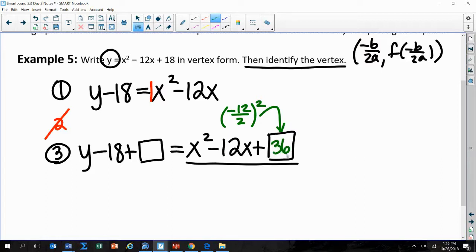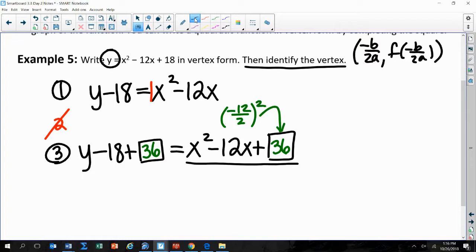So now this side of my equal sign is heavy. Oh, plus 36. What do I have to do? Add 36 on the other side. Let me just clean this up a little bit. I lied. Let's keep going.